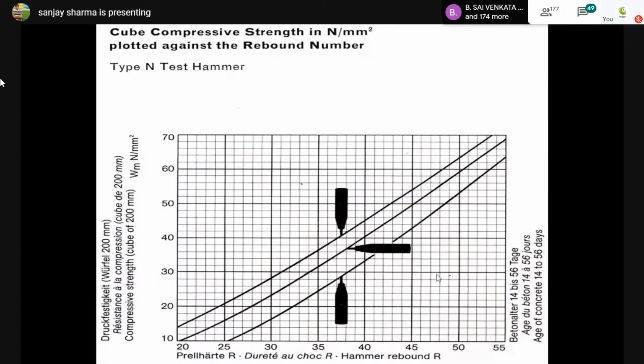This is that graph. Nowadays the hammers which come are basically free from the direction of the hit, because with the normal type hammer, gravity comes into the picture: it is against the gravity, along the gravity, or at zero direction. So here different graphs are given for this. I think it is a very simple thing. If you are getting the rebound number 35, you hit it like this, and you are getting the strength as 32. So the test is very simple and easy.